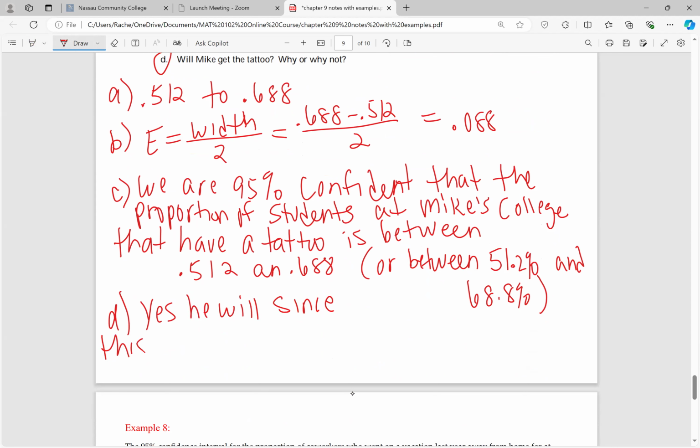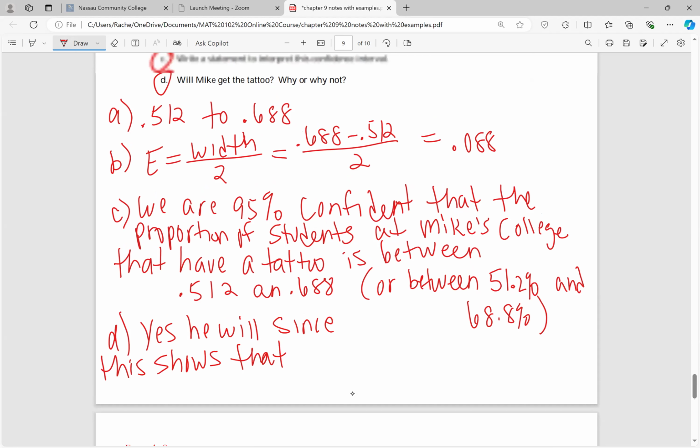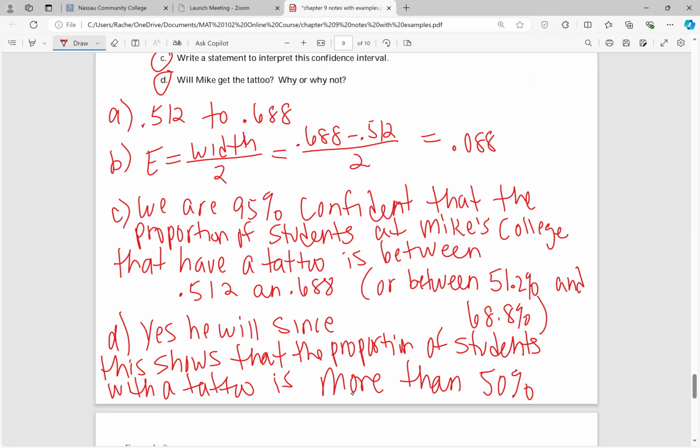since this shows that the proportion of students with a tattoo is more than 50%. So yes, he will, since this shows that the proportion of students with a tattoo is more than that 50% that he was willing to risk, right, to get one.